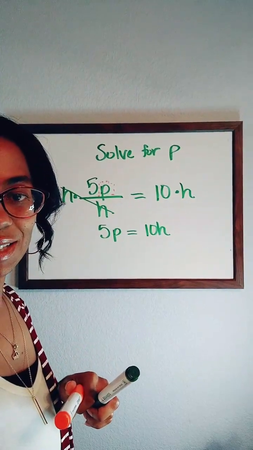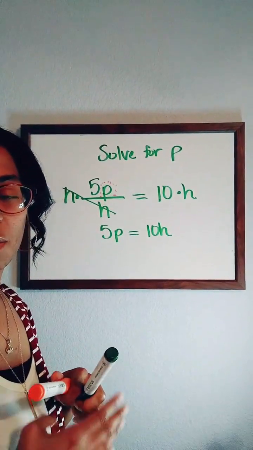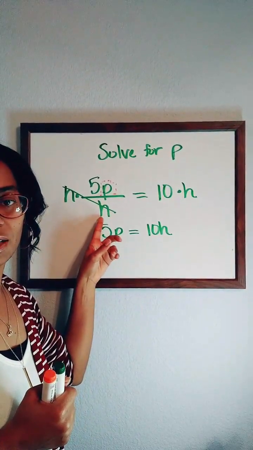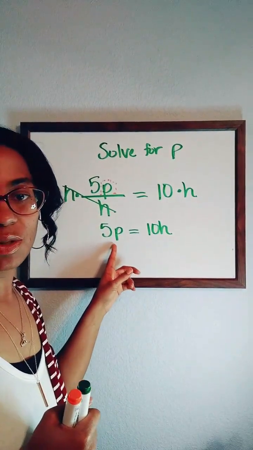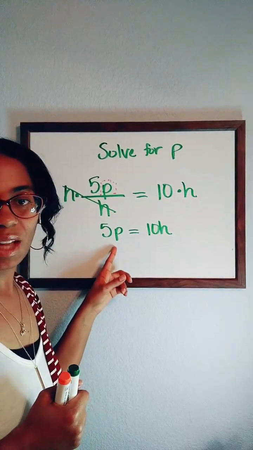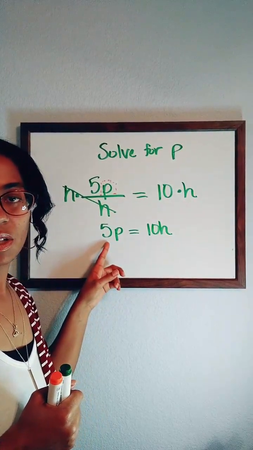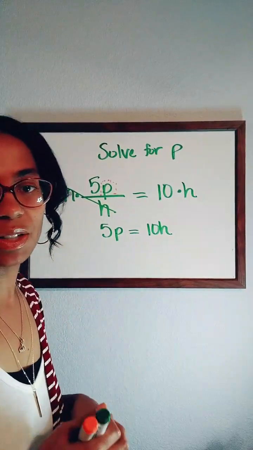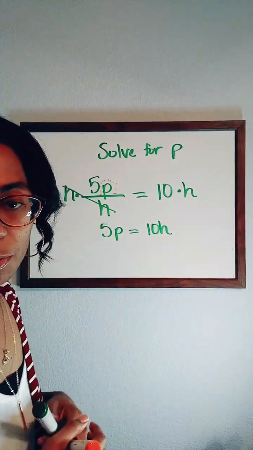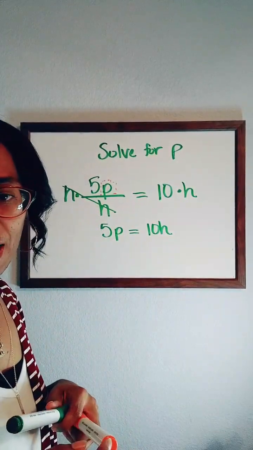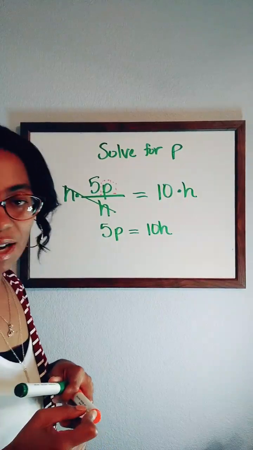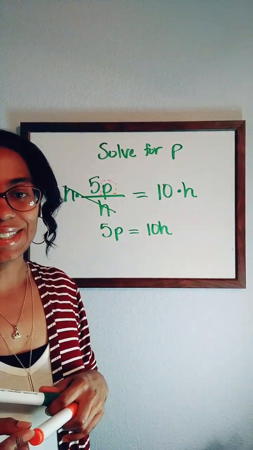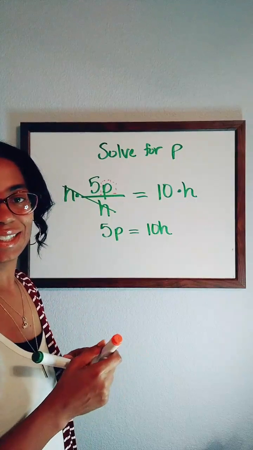Excellent. Now what's my last step, Parker? We multiplied everything by H since I was dividing. I need to get the P by itself. And since I'm multiplying, how do I undo that? Very good. Hugh said divide, divide, divide. Perfect. Very good. Yes. Excellent.